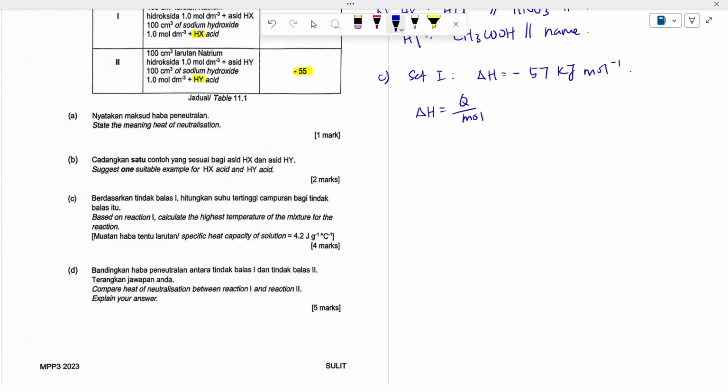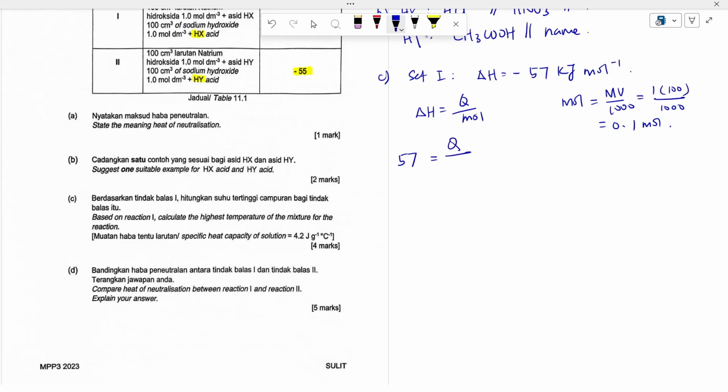So the mole here, first we calculate the number of moles. Mole of the acid: we use MV over 1000. M is 1, V is 100 over 1000, so you get 0.1 mole. So we replace in, delta H is 57.